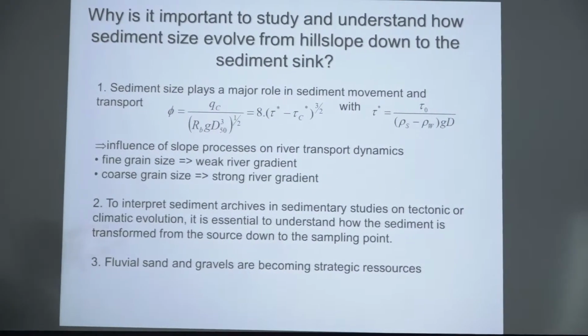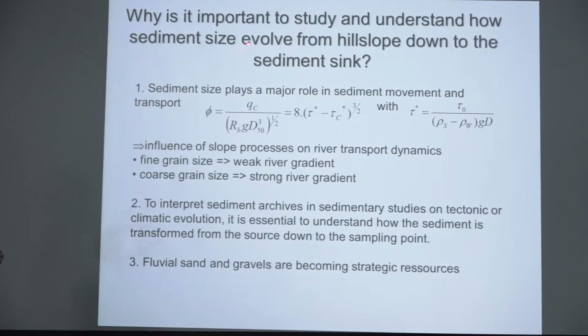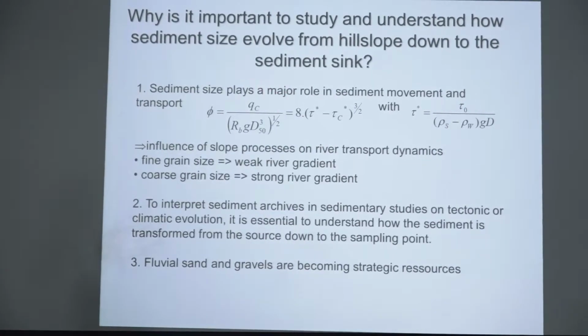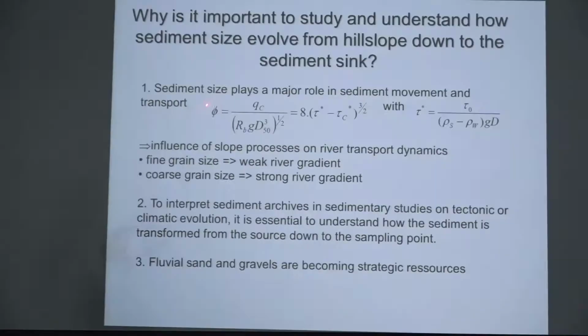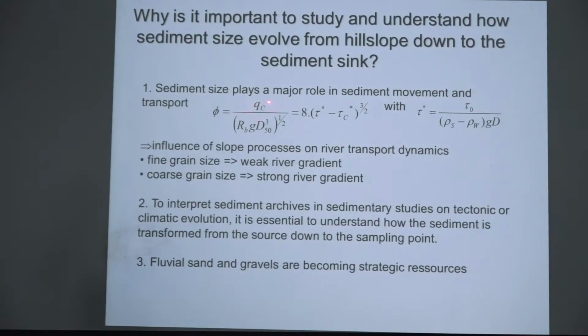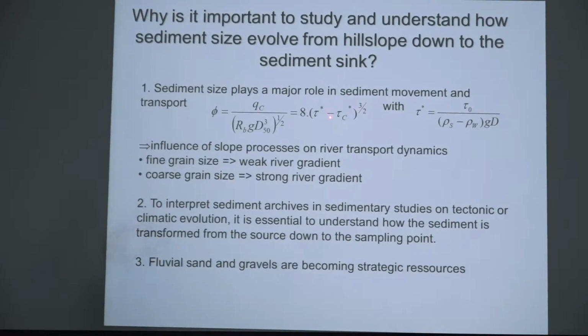But we saw, for example, that for fluvial transport, we got a sediment flux function or transport capacity, which depends on a critical shear stress. And this critical shear stress will depend on the diameter of the grain or the particle you are transporting.